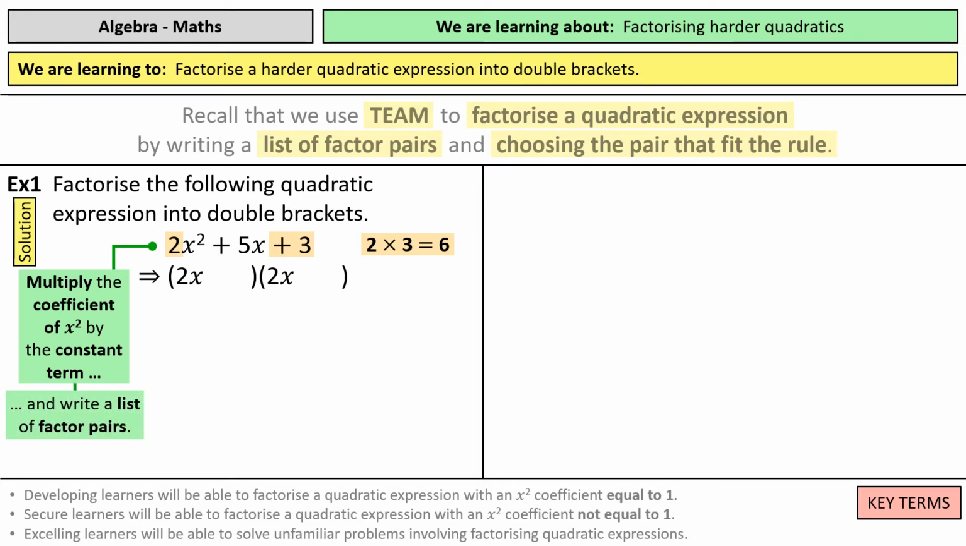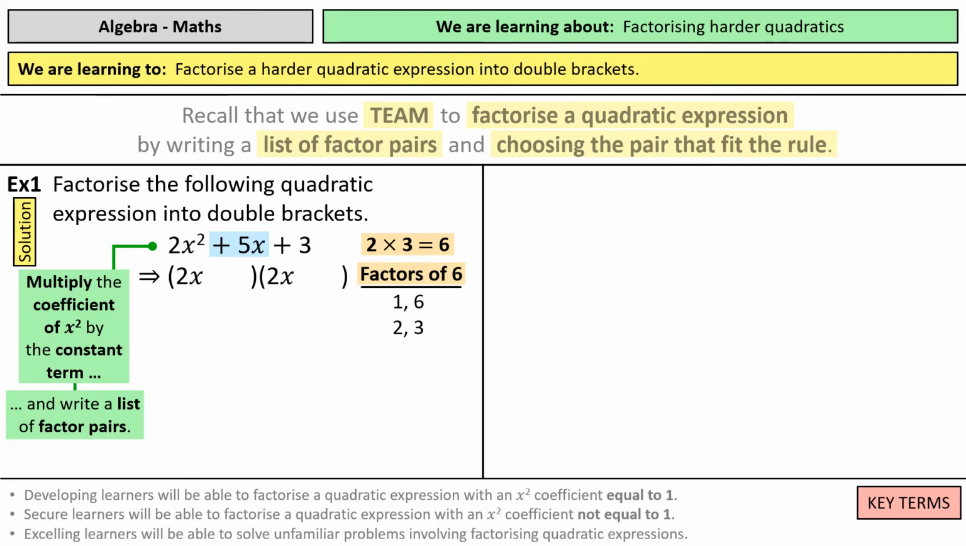So numbers that will times to give 6. We could do 1 times 6 or 2 times 3. Now we've got our pair list. We're looking for the numbers that will add or take away to make the middle number, which in this case is plus 5. This is not a good example because both those pairs will make plus 5, so it's a little bit more awkward, and I can see why this possibly isn't the best example to start with. However, what we've got to do if that is the case is look at both pairs individually.